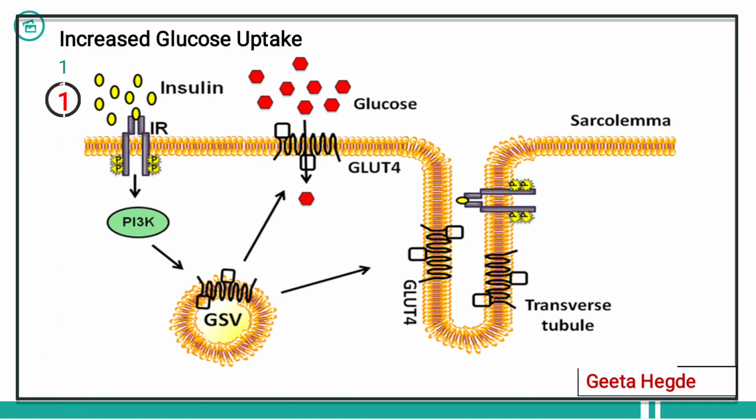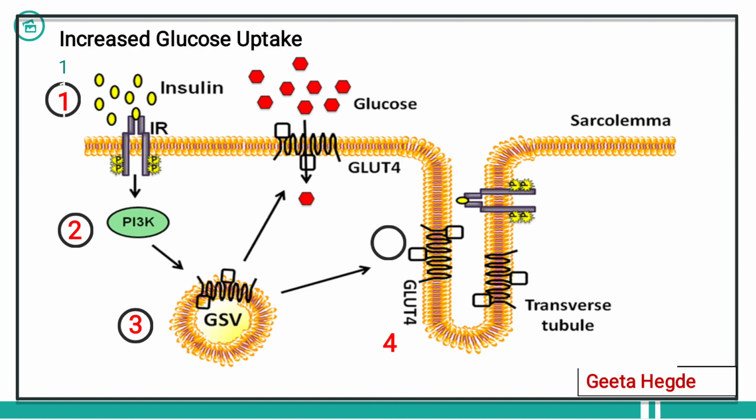Insulin binds to the insulin receptors on the surface of target cells, primarily skeletal muscle cells and adipocytes. The second step is signal transduction. The binding of insulin to its receptor triggers a signaling cascade inside the cell. This involves activation of insulin receptor substrates and phosphatidylinositol 3 kinase. The third step is activation of protein kinase B, which is also known as AKT. This enzyme plays a key role in glucose uptake.